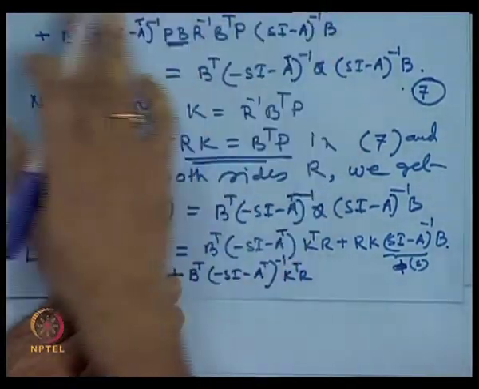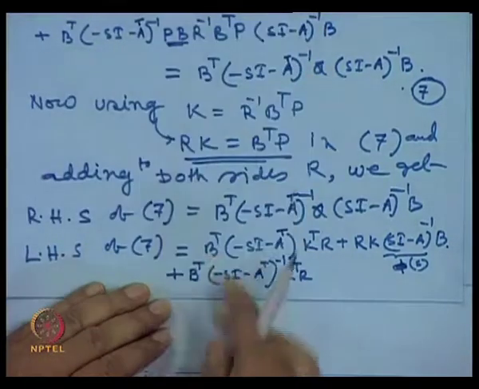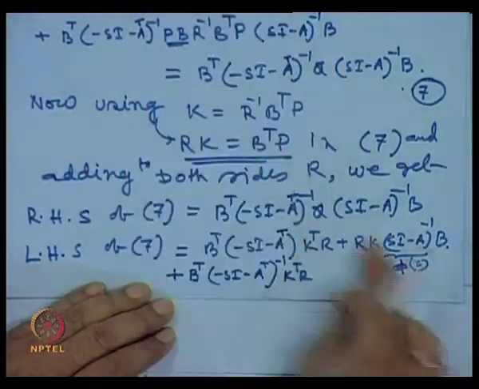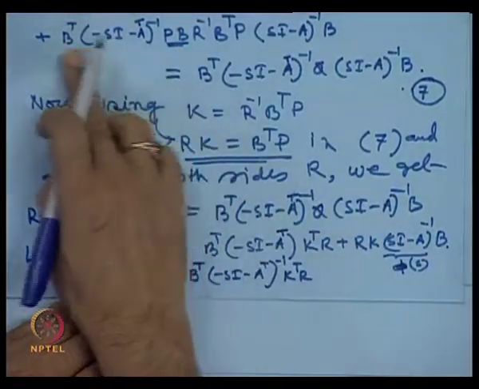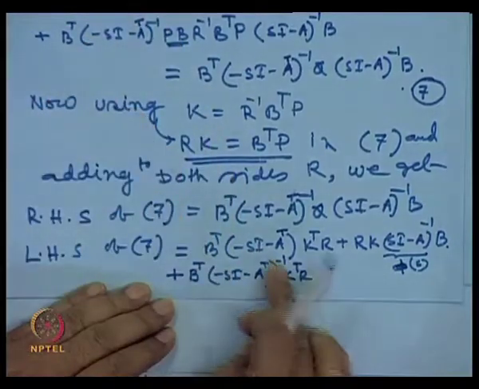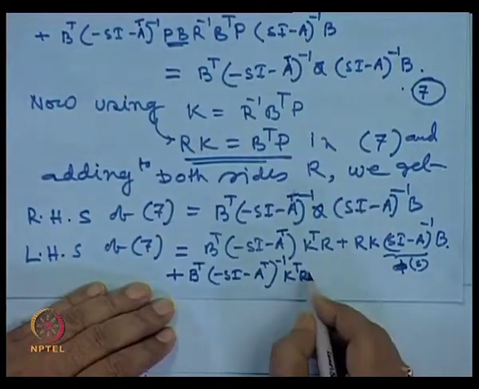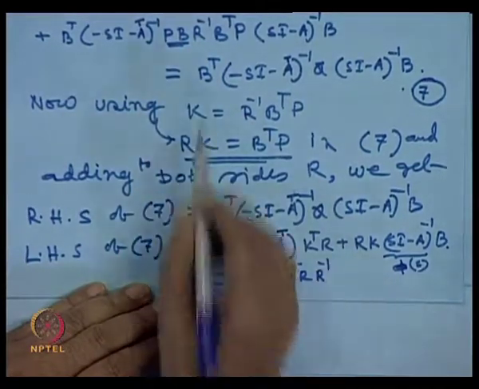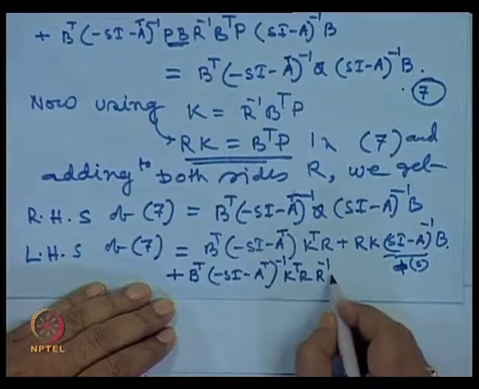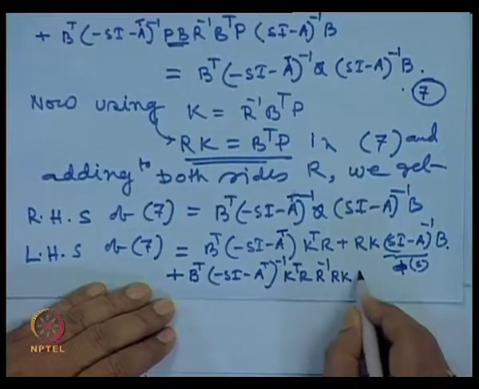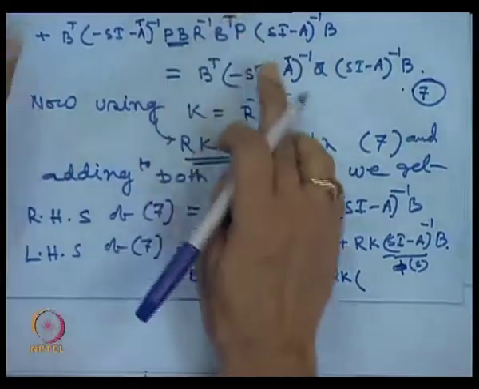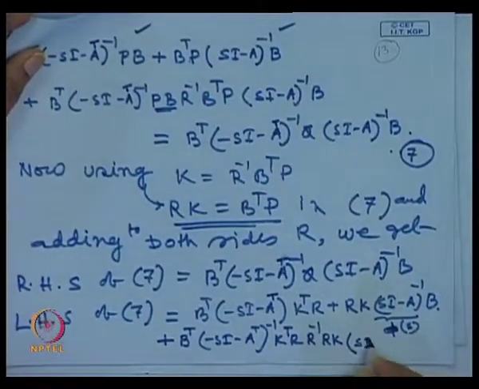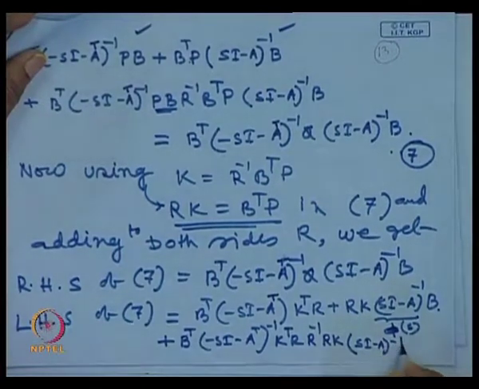This is the left hand side, we have this term plus this term, and this term is replaced by this one, replacing P B, and this term is replaced by this one, and this also has B transpose, as it is. P B is now replaced by K transpose R, then we have R inverse, then B transpose P is R K into this term. Okay. So, this is S I minus A whole inverse.